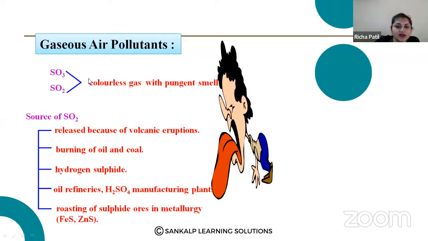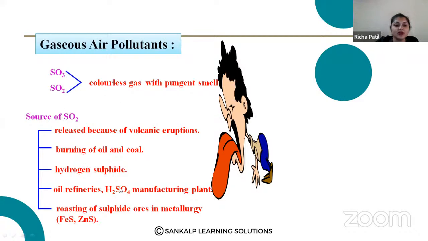So what are the sources from which you get SO2? It is released because of volcanic eruptions. Whenever you have volcanic eruptions, what is released is sulfur dioxide. Then when you're burning your coal and oil, there will be release of sulfur dioxide gas. So this is a second source of sulfur dioxide gas. Then next is hydrogen sulfide. From this also you can obtain your sulfur dioxide.